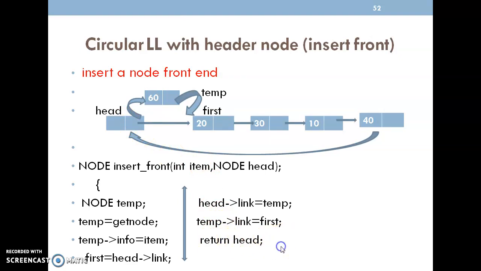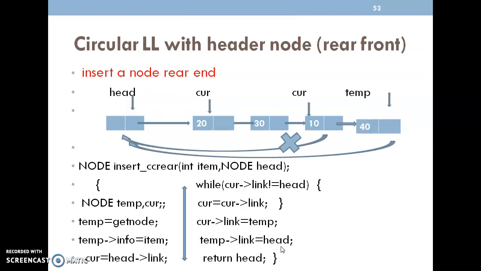Okay. Then next is circular linked list with header node, inserting the element from the rear end. Now you have to remove this front and make use of the rear end. In order to insert the element from the rear end, first I need the address of the last node. First I have to get the address of the last node. Then only I can attach the temp node to it.